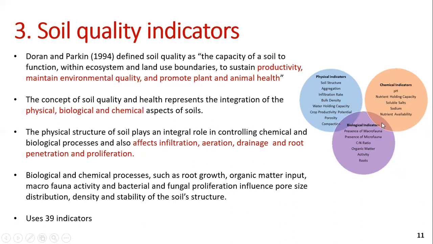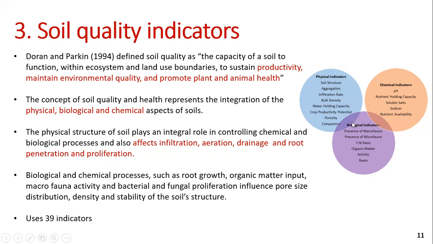And I'll give you an example. If we look at the physical indicators, you can see you have soil structure, aggregation, infiltration rate, and so on. Now, if you have an effect on the soil structure, like compaction, for example, it can have a direct impact on the biological indicators, like the root growth, or the soil animals that exist in the soil, and it can affect their biodiversity. Chemically, what happens?